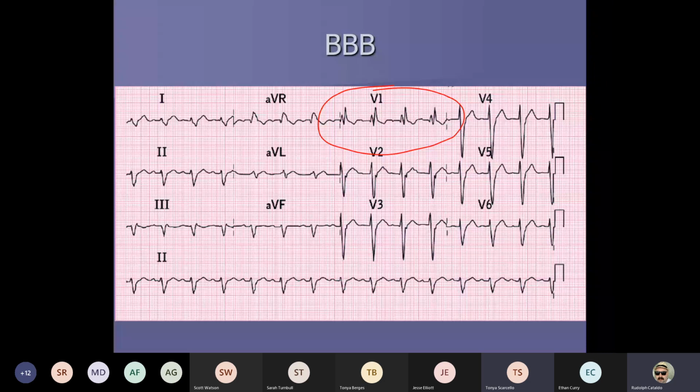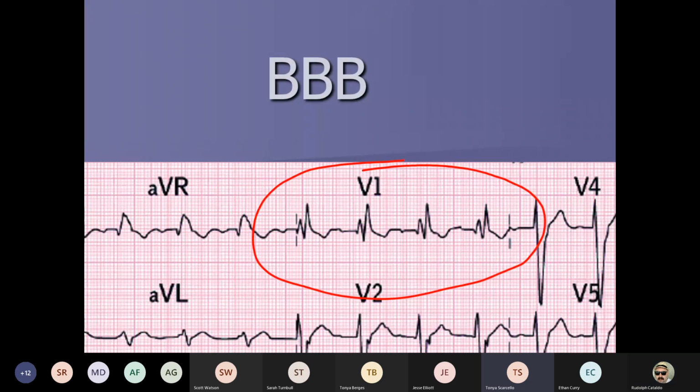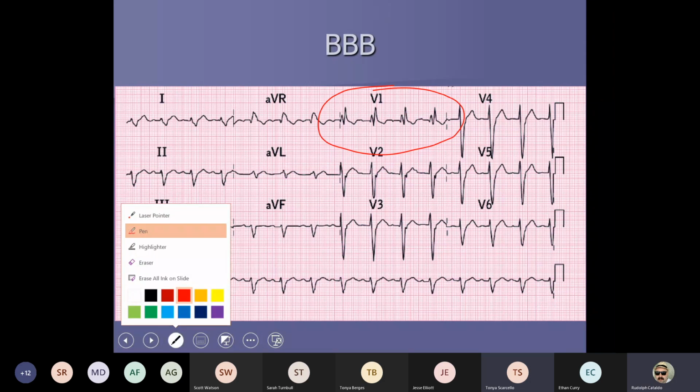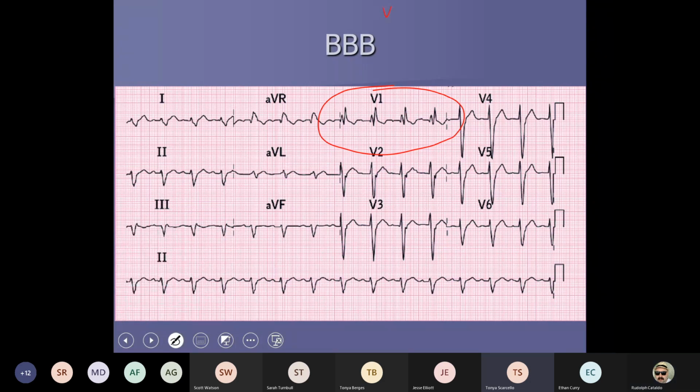Okay, easy tip. In V1, let me pull my pen back out. Let's find baseline, let's make a baseline here. If my complex is mostly above baseline, it is a right bundle branch block. If it is mostly below baseline, it is a left bundle branch block.